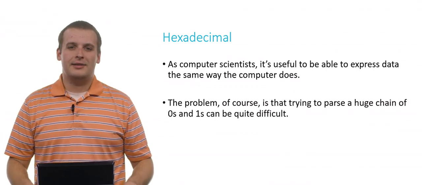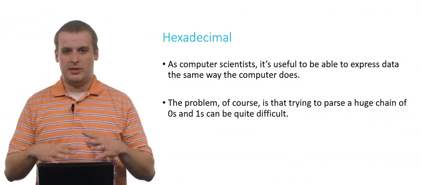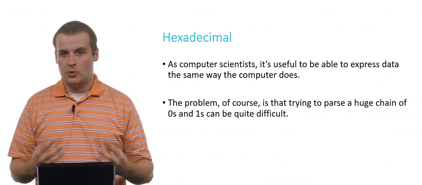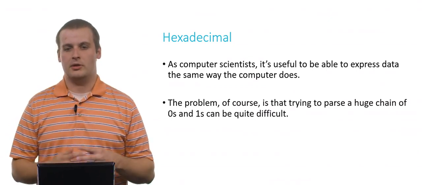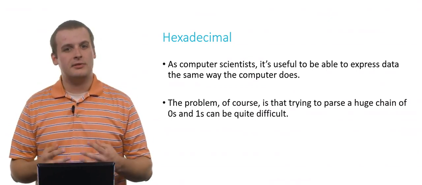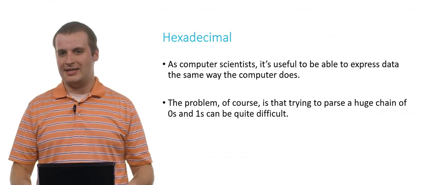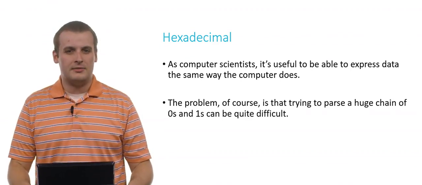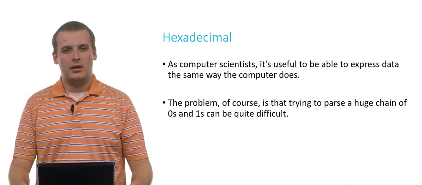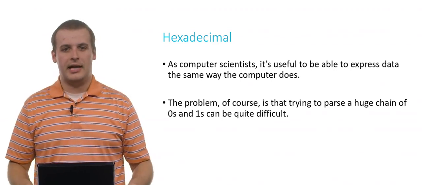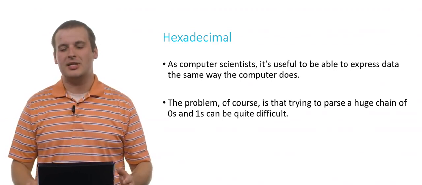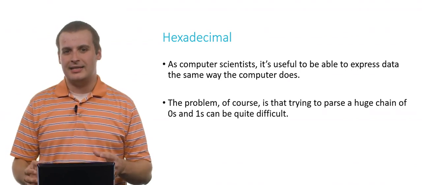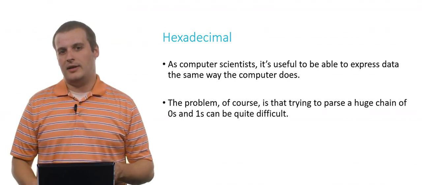Here's the thing, though. Especially if we're being computer scientists and we're doing a lot of programming and we're working with computers, we're going to be seeing a lot of binary numbers. And those zeros and ones in large chains can be very difficult to parse, right? We can't just look at a string of zeros and ones and necessarily know exactly what it is. But it's still useful to be able to express data in the same way that a computer does.